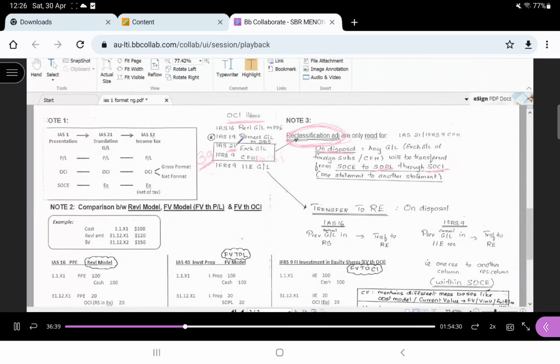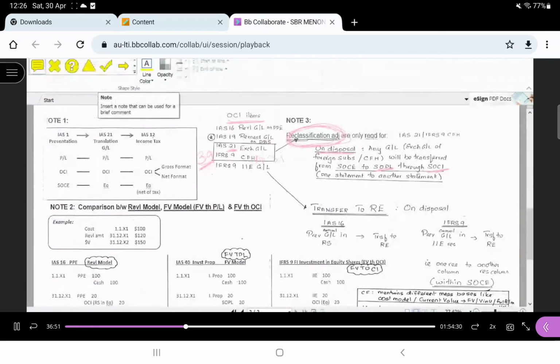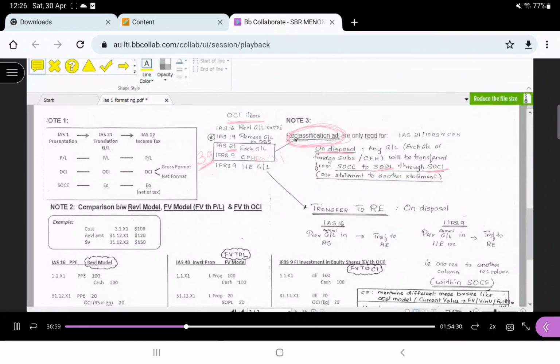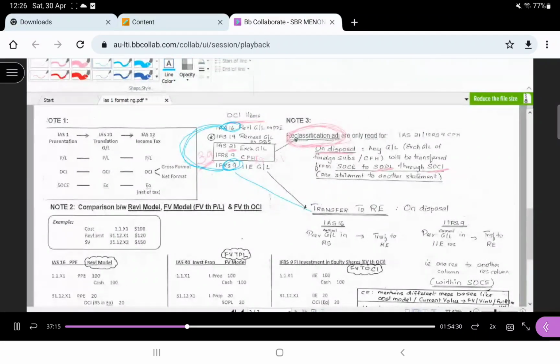And which standards permit it? Just remember the top 2 digits, 21 and 39. But in future, when you learn these 2 standards, 16 and IFRS 9, I call them the extreme 2. Just remember it like this. You have no choice: you must know which standard permits transfer to RE, and which standard permits a reclassification. But again and again, I repeat, only on disposal do you have this problem.